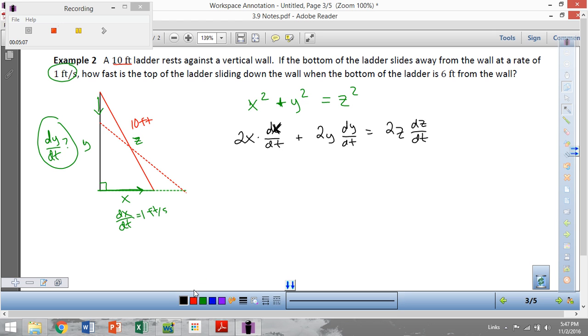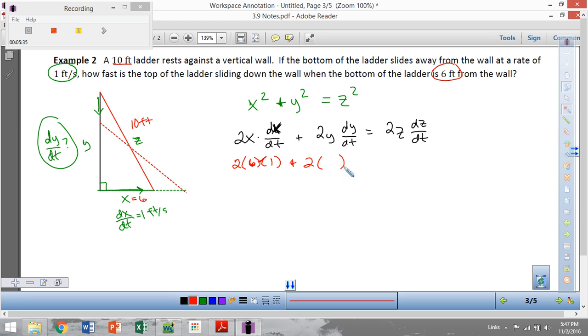Okay, now some of the information, I think it's pretty clear to see what you have. I'm concerned about when the base of the ladder is 6 feet from the wall, so I'm going to use x equals 6 for that. I know the rate that I'm going to have for dx/dt because that's given to me, the rate that it's changing at the bottom, which is 1.